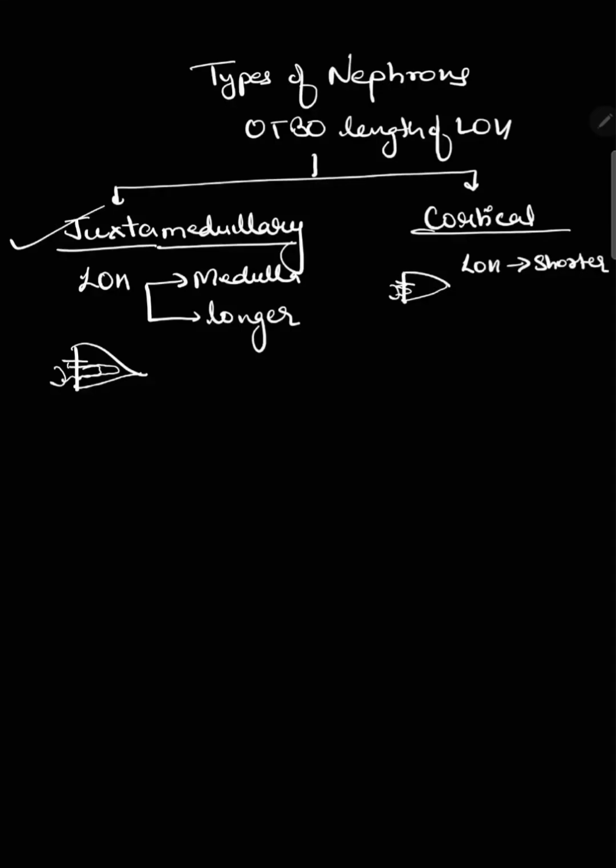Now what are the percentages? Maybe they are 50-50 in our kidney, or 10-90. The maximum number of nephrons are of the cortical type. About 80-85% of the nephrons are cortical nephrons, and only about 15% are juxtamedullary nephrons.